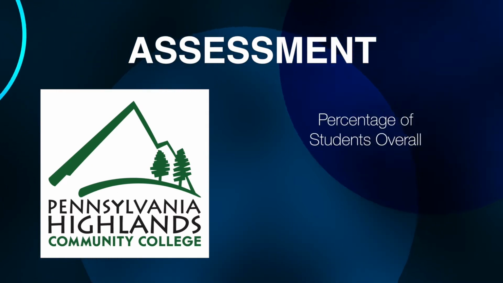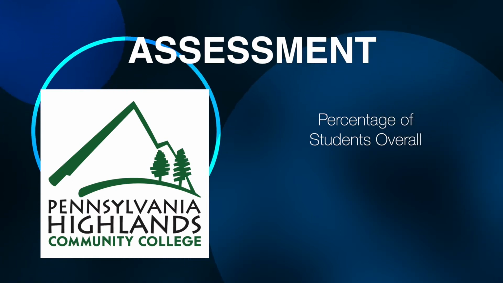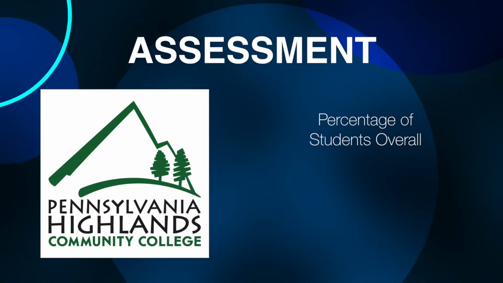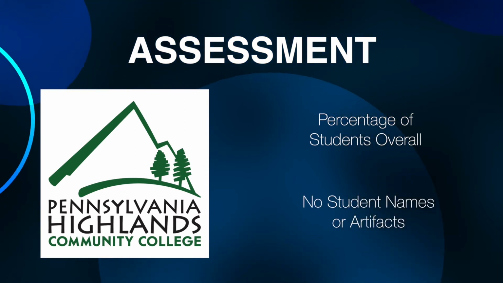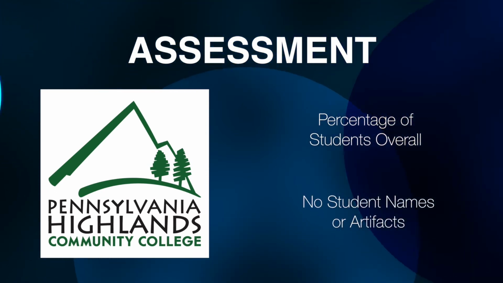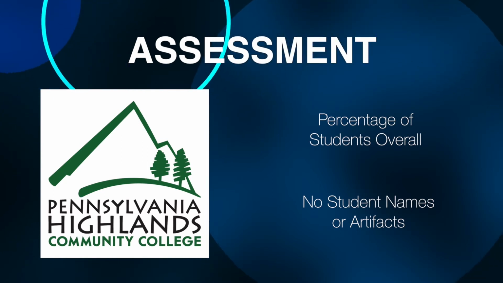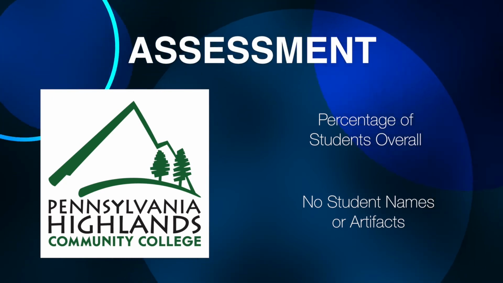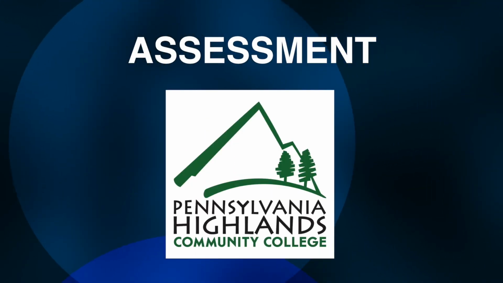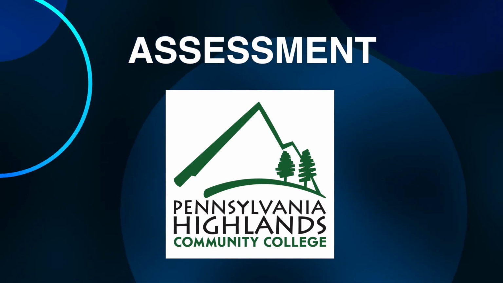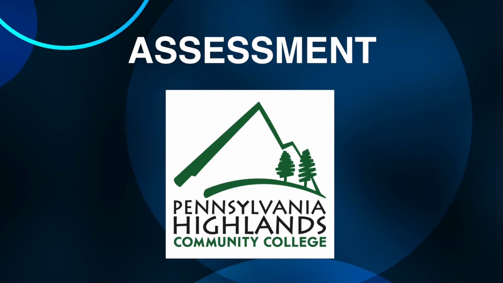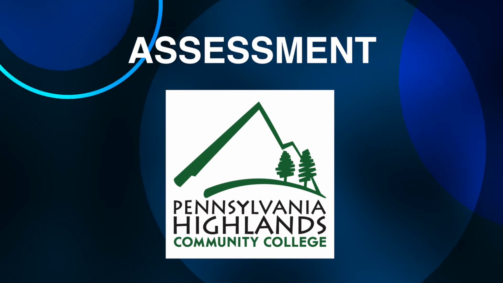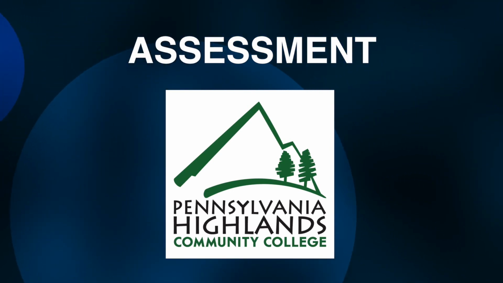We will also need you to report on the percentage of students overall who received an A, B, C, D, and F grade. No student names or artifacts are needed for this portion. Simple overall percentages are sufficient. In the event you do not have an example of a particular grade, perhaps only 3 students are enrolled and 2 receive an A and the other receives a B, or whatever the case may be, that's fine. Report only on what you have.